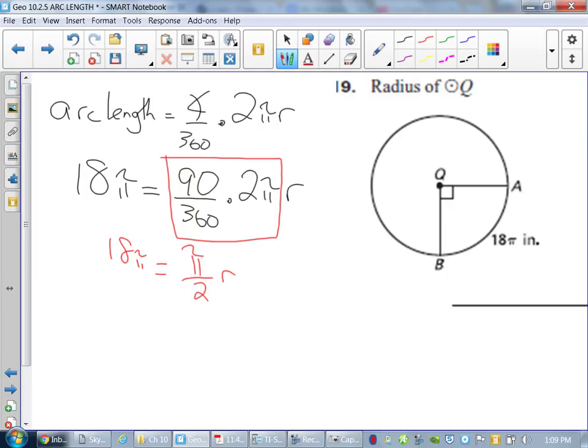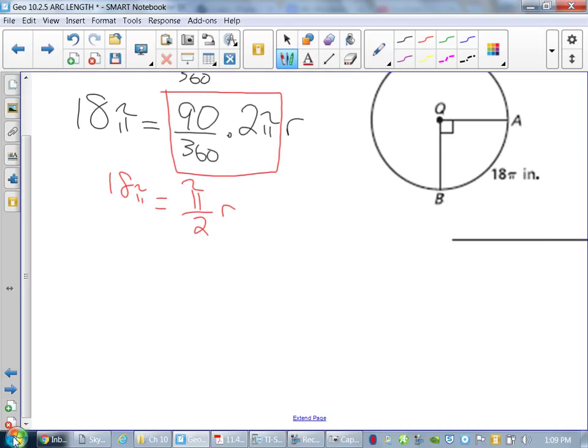Now, how do you undo multiplying by a fraction? Well, we don't divide by fractions because that sucks. So what we do is we multiply by its reciprocal. We always want to just go ahead and multiply by reciprocals. By multiplying by the reciprocal, you undo this side, so you have just the radius. So you have 2 over pi times 18 pi.